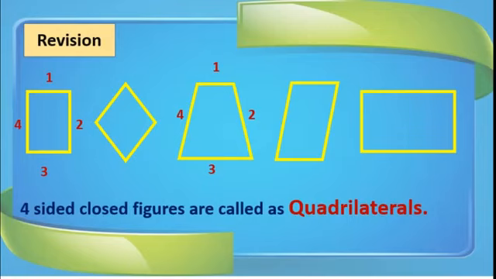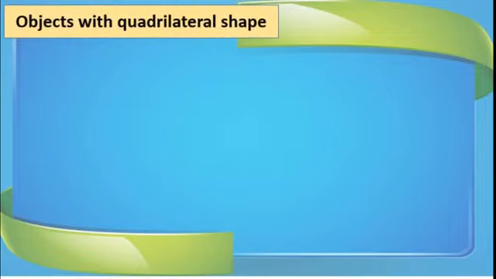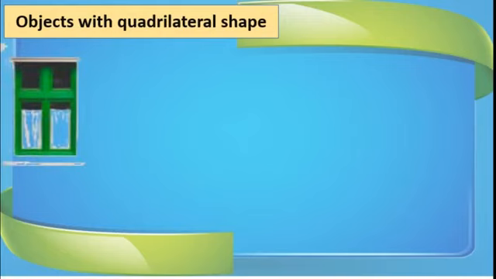Correct? That is, 4-sided closed figures are called quadrilaterals. These figures have different shapes but all have 4 sides and all are closed figures. So these types of figures we call quadrilaterals. Yes, students, we see so many objects with this shape in our day-to-day life.